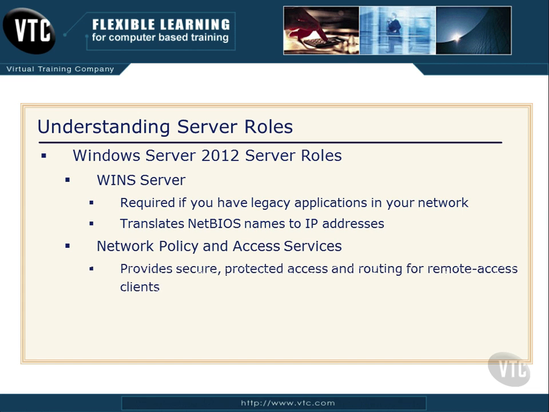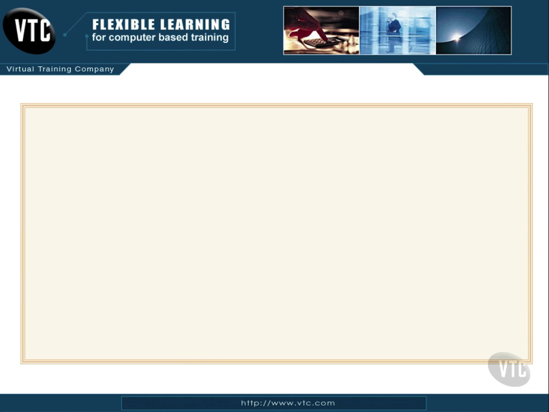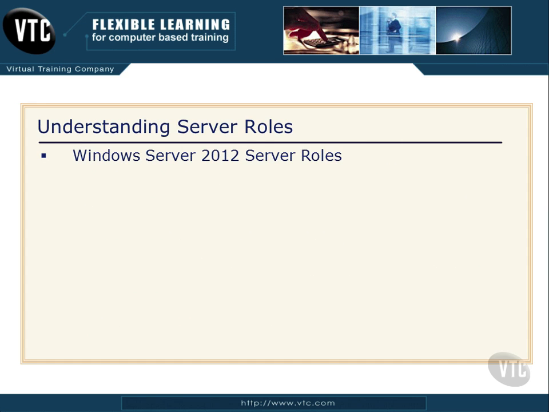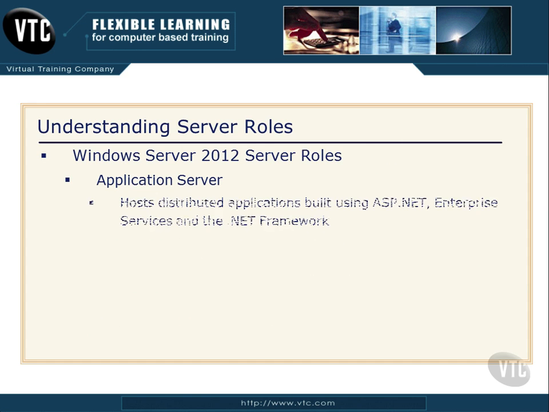Network policy and access services. This provides secure, protected access and routing for remote access clients. This is what we used to know as a RADIUS server. Hyper-V server. This provides your virtualization infrastructure so that you can build virtual machines and take advantage of that whole cool new world.